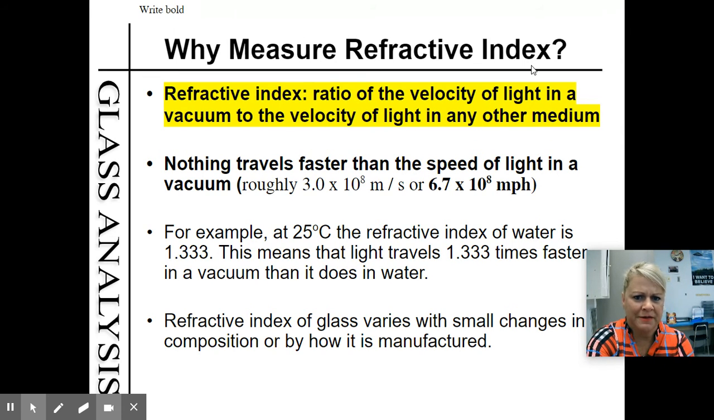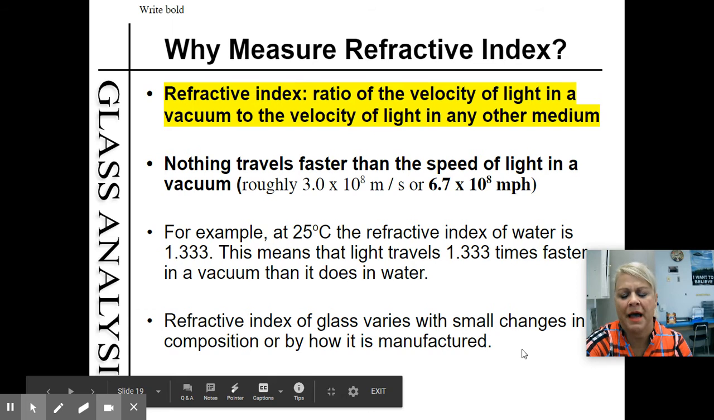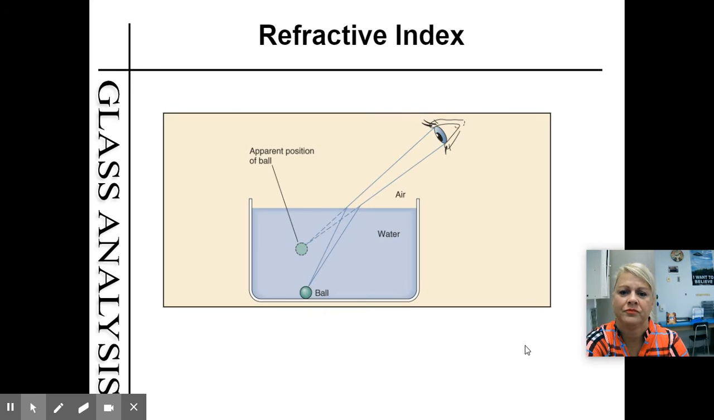So why measure refractive index? Well, refractive index is the ratio of the velocity of light in a vacuum to the velocity of light in any other medium. If you remember, it's like the example where you put a pencil in water and it looks like it's bent, but it's not. The reason we look at that is because it varies with small changes in composition or by how it's manufactured. So that allows us to individualize the source and find out where it came from. Kind of going back to my pencil theory there.